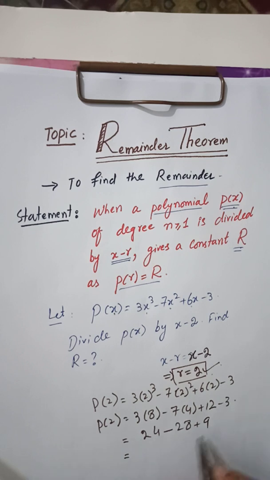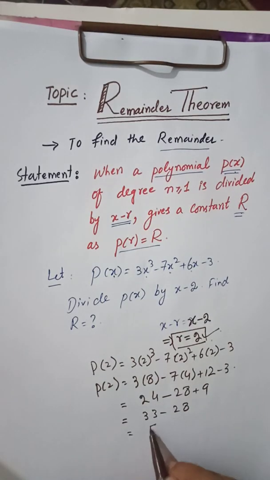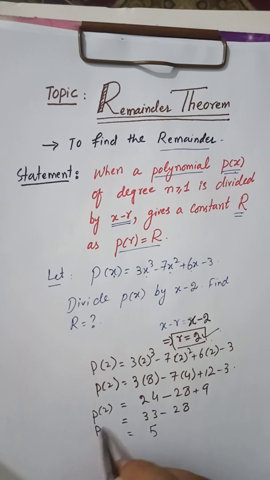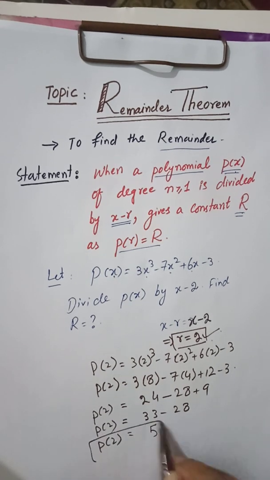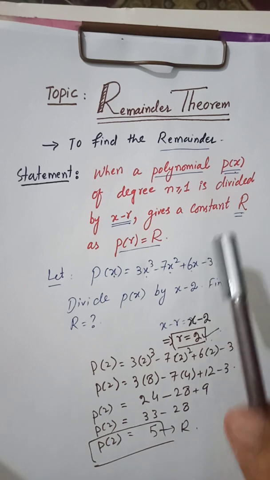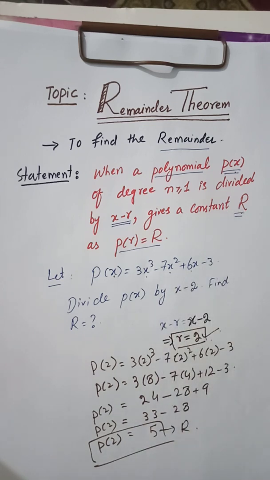From here you get 33. Yes, 33 minus 28, that is 24 plus 9, and you get from here 5. So the remainder is 5. Now how can you say that the remainder is 5? This 5 is your remainder when this polynomial is divided by x minus 2. So you calculate the remainder without performing division. This is the reason that remainder theorem gives you the remainder by a very simple calculation, by a very simple method.